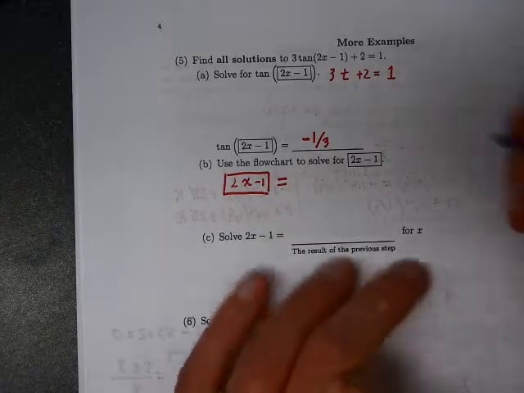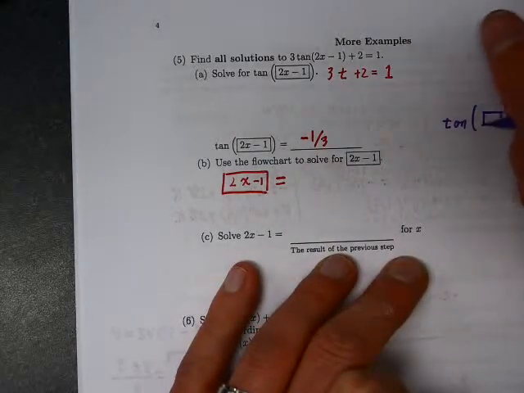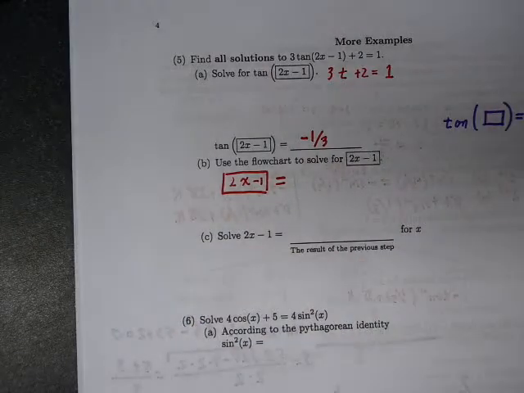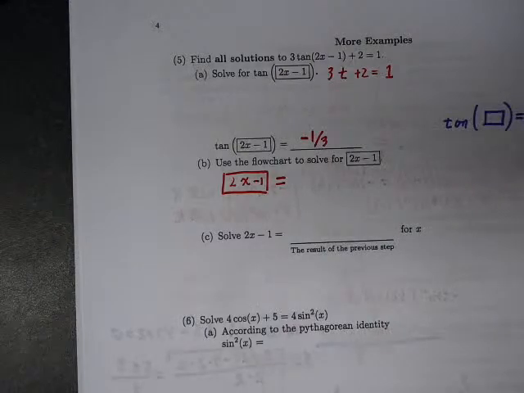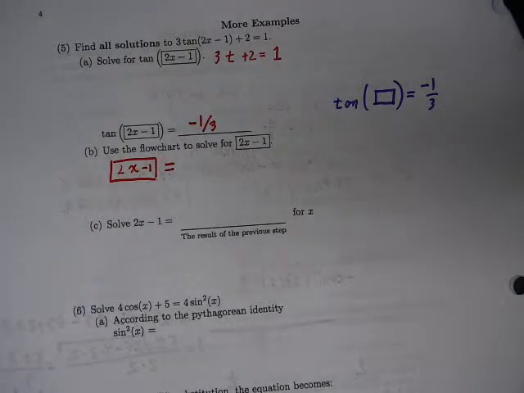Well, let's go off to the side and do it. Let's see, tangent of the box is equal to negative a third. Let's try to solve that. What are the solutions to that? Well, what's the elementary solution for that? What's the first thing you should write down?